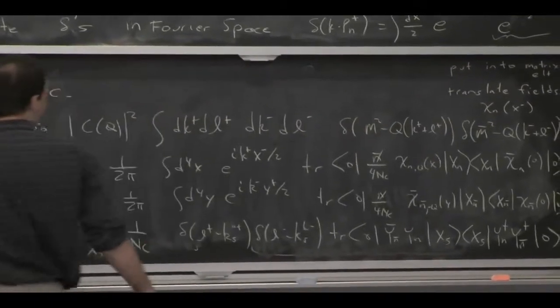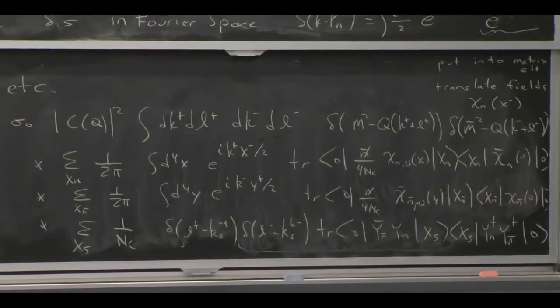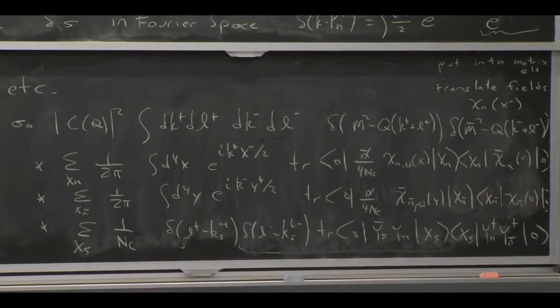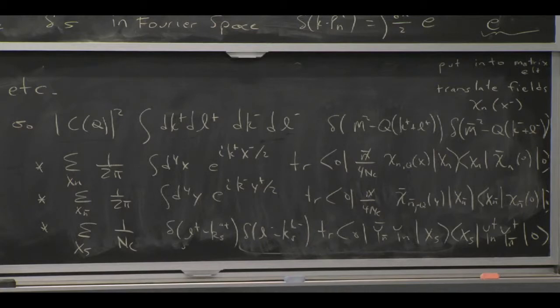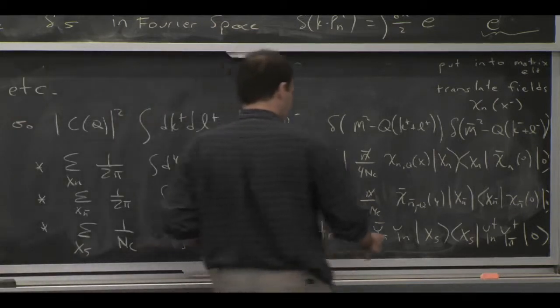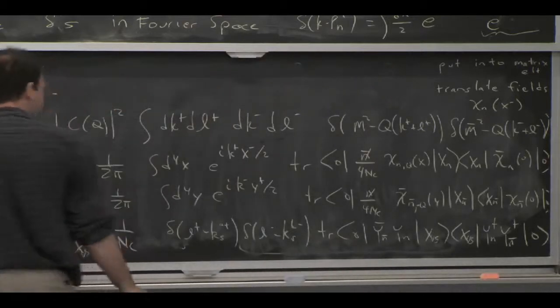OK? So this is a fairly messy one-board expression. But this guy here is factored. We have the hard modes here, n-collinear here, and n-bar collinear there, and the ultrasoft modes here, which I'm already dropping my ultrasoft.